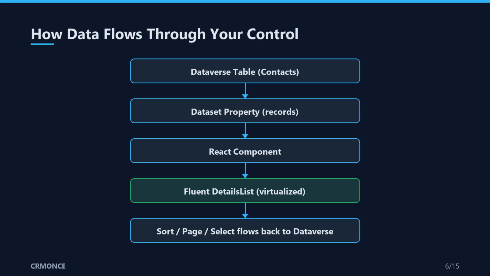And here's the important part, it's a two-way street. When a user clicks a column header to sort, or checks a row to select it, those events flow backward through the same chain, back into the Dataverse Dataset API, so the platform stays perfectly in sync with what's on screen.